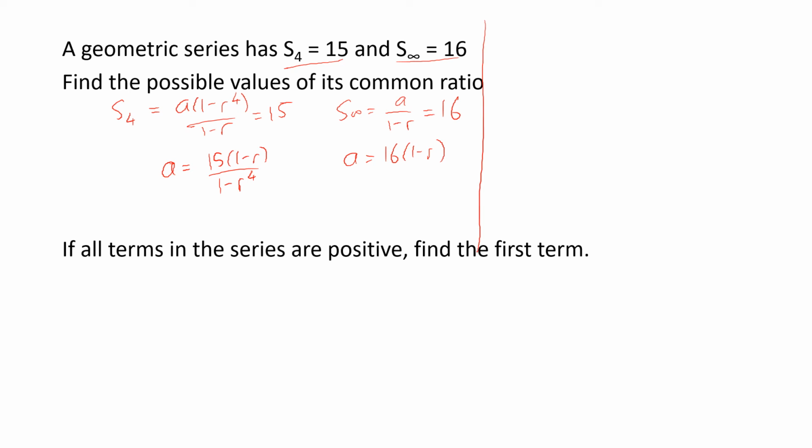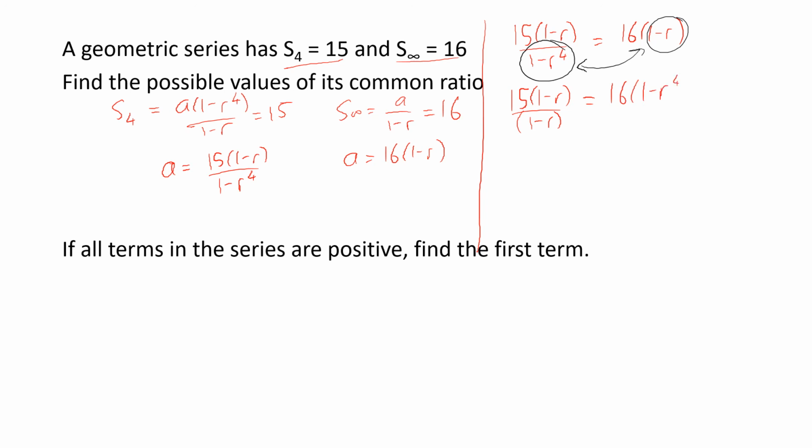I'm then going to set those two things equal to each other, and hopefully something nice will happen. So we've got 15 lots of 1 minus r over 1 minus r to the 4 is equal to 16 lots of 1 minus r. You may be tempted to expand the brackets, but I'm going to hold off for just a second. I'm actually going to do a bit of a swap. I'm going to take the 1 minus r to the 4 here and the 1 minus r here, and I'm going to divide by the 1 minus r and times by the 1 minus r to the 4. So I'll end up with 15 lots of 1 minus r over 1 minus r is equal to 16 lots of 1 minus r to the 4.